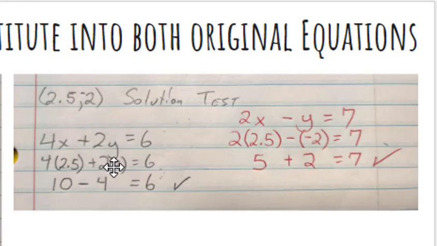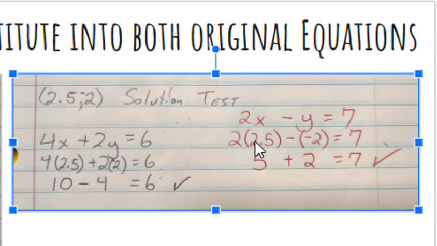Therefore, this point is on this line. It satisfies this equation, makes it true. So let's try it in the red one. X is 2.5, I substitute. Y is -2, I substitute. 2 times 2.5 is 5. A negative times a negative is a positive, so subtracting -2 is the same as adding 2, right?